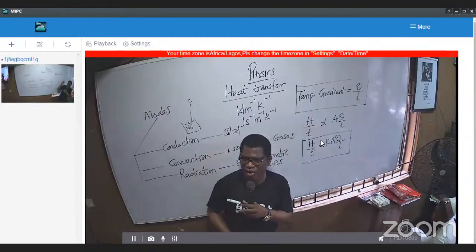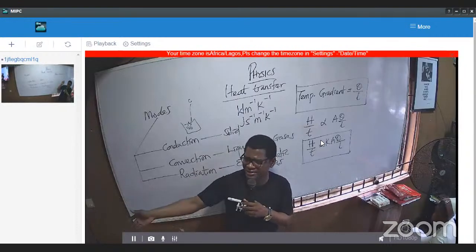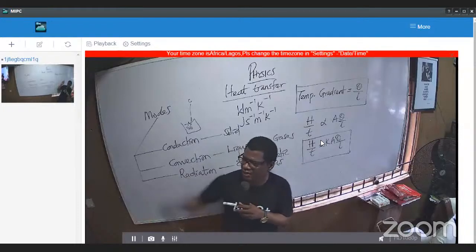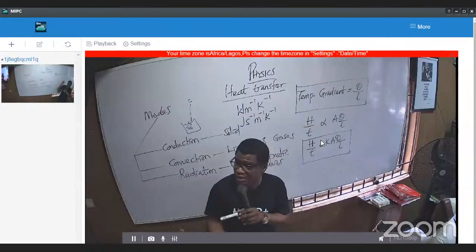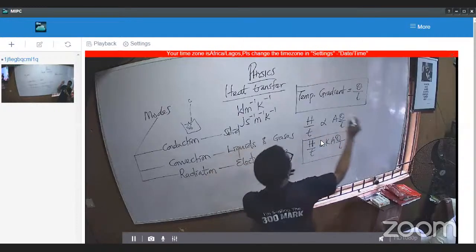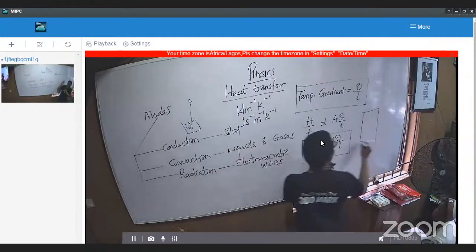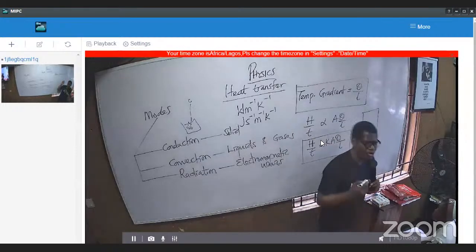You have the land breeze in the night. The land is now cooler than the sea during the night, but during the day, the sea is cooler than the land. But there's a density difference, and the same thing applies here. When you are applying heat to water, what happens? Water is a very poor conductor of heat.